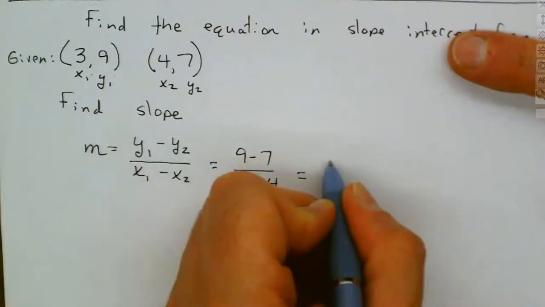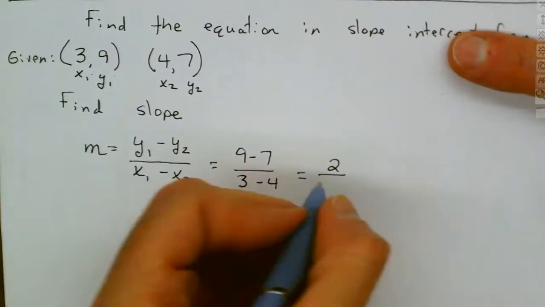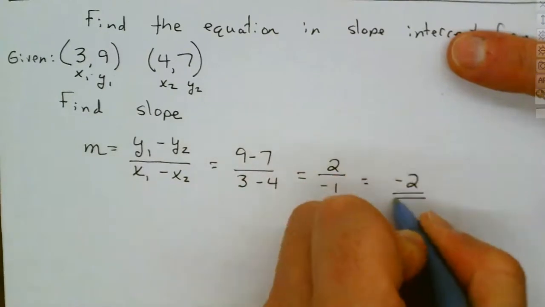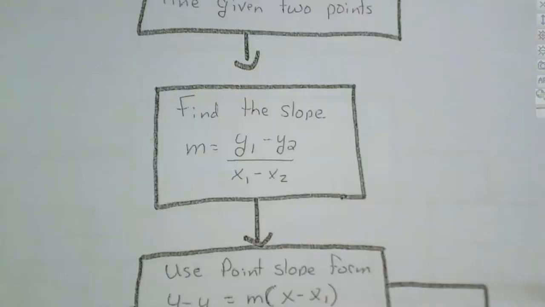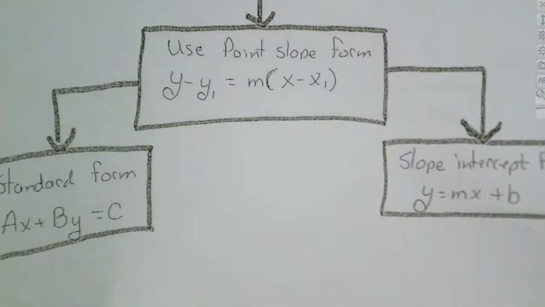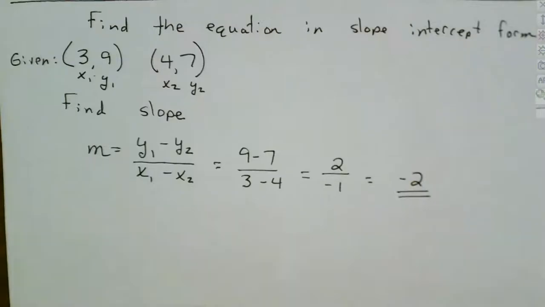9 minus 7, that's a 2. And 3 minus 4, that's a minus 1. So that makes my slope now come out to be what? Negative 2. What's the next step? Okay, we're here. We just found our slope. What do we do after we find the slope? Yep, point slope. Okay, so let's do that next.